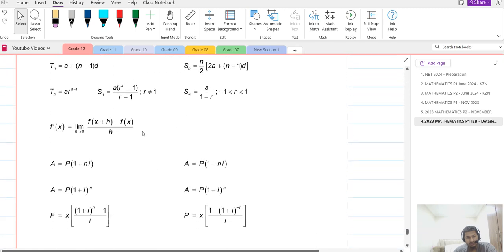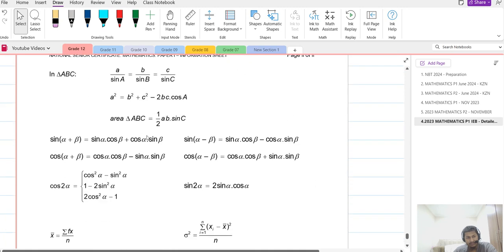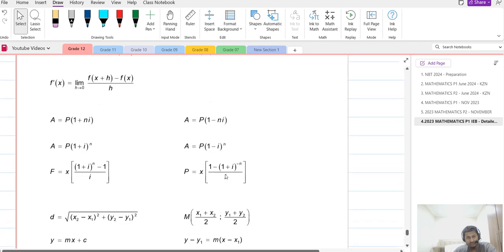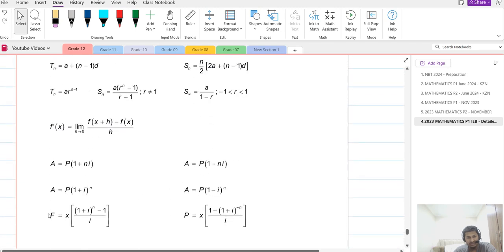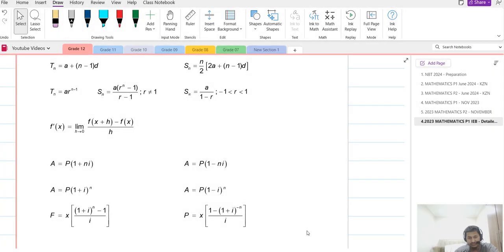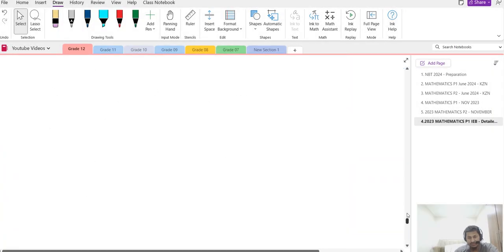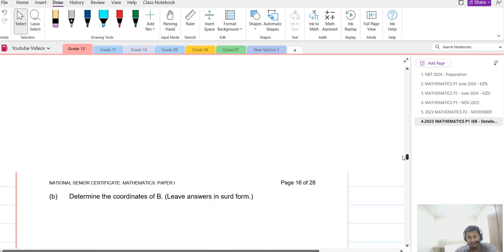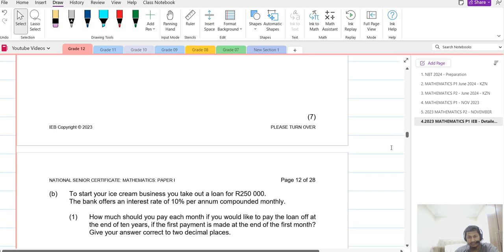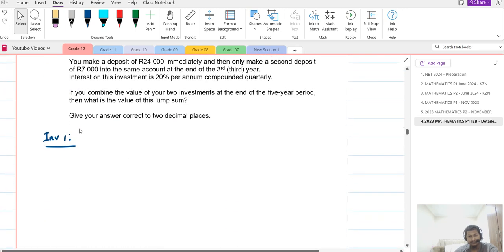Financial math formulas, not these ones. Where are the financial math formulas? Yeah, so they gave F equals, right? They gave this formula, so that's what we are using. So let's copy this formula there. Right, so that's my financial math formula, and that's the formula I'm using for investment 1.